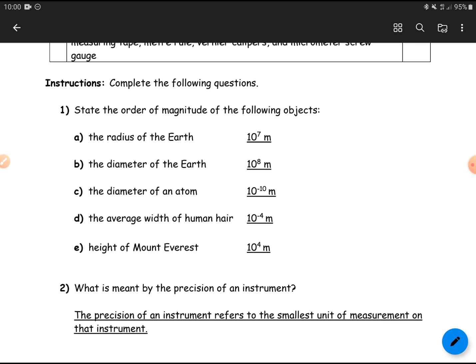Now, why is it important for us to know all this? The idea here is really for you to appreciate how big or how small these values are. For example, it would be illogical for me to say, "Oh, my wallet is actually 10 to the power of 3 meters long," because 10 to the power of 3 meters is actually 1,000 meters. That's 1 km. How can you have a wallet that's 1 km?